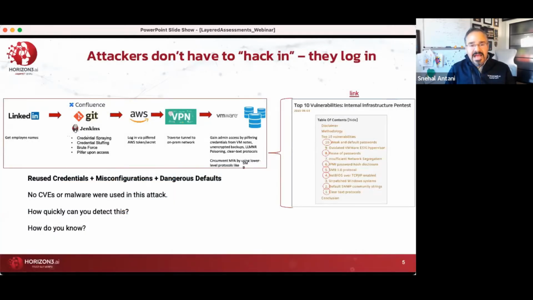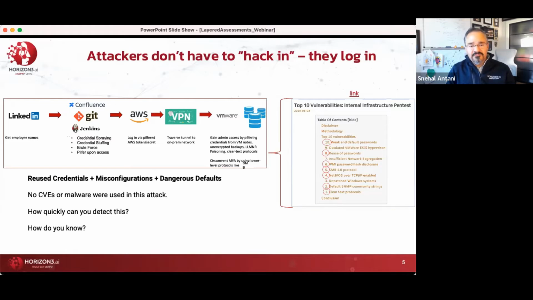Now, if you generalize those attacks, attackers don't have to hack in using zero days like you see in the movies. Often they're able to just log in using valid credentials, misconfigurations, and dangerous product defaults that they've been able to collect throughout your environment. In this example, an attacker is able to find all of your employee names through LinkedIn. And from there, all it takes is one employee to reuse their Netflix password for their corporate email password, which attackers are able to find through breach databases and other dark web sources of information. And from there, they're going to try to gain access to your externally exposed systems using credential spraying, credential stuffing, and other techniques like that.